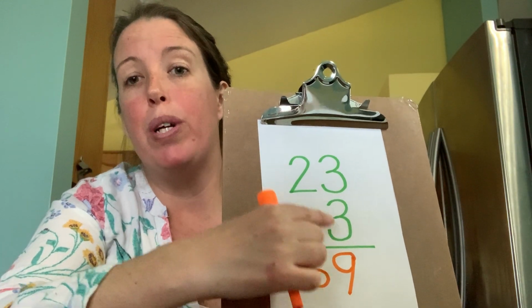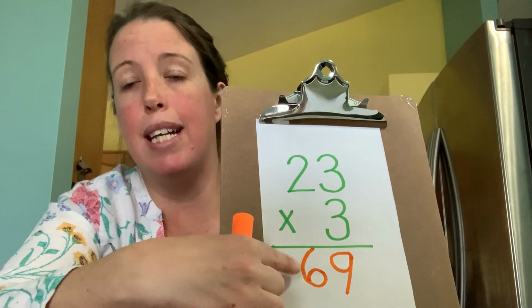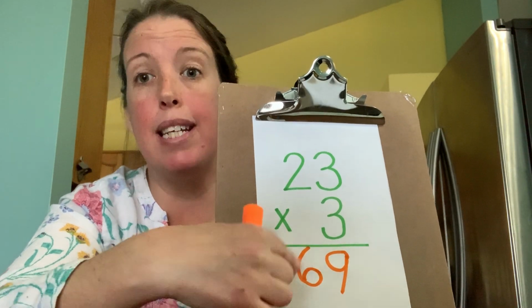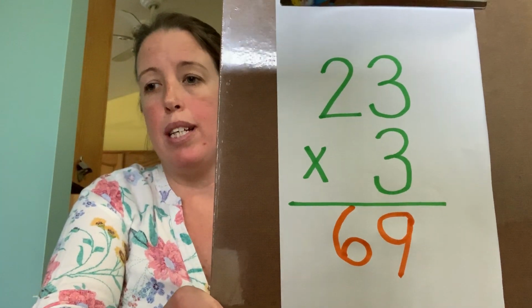Before, I said 3 times 2 is 6, but really it was 3 times 20 is 60, which is why my answer is 69 and not 9, right? So 23 times 3 is 69.